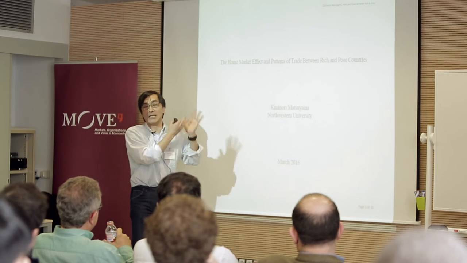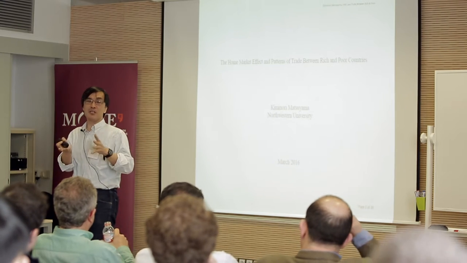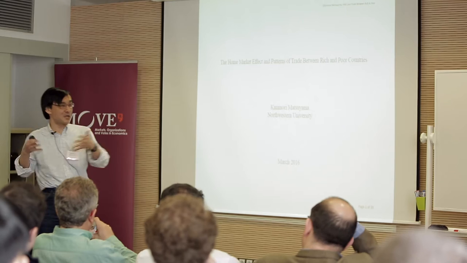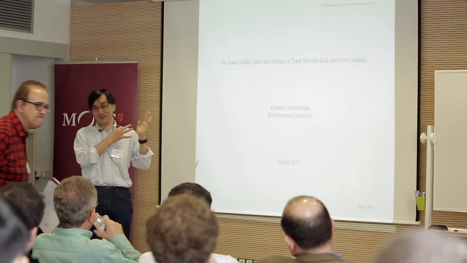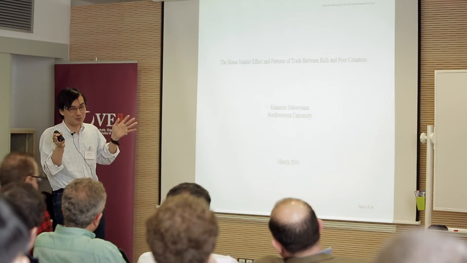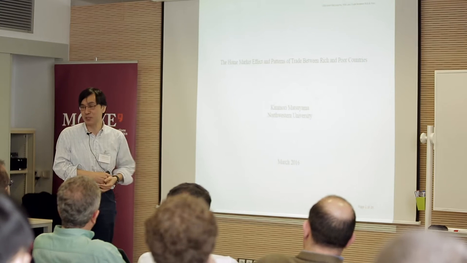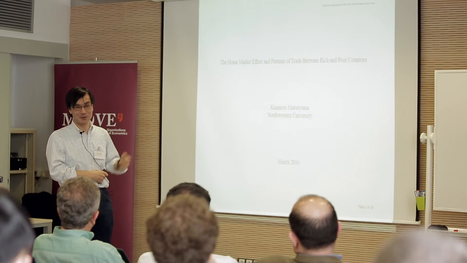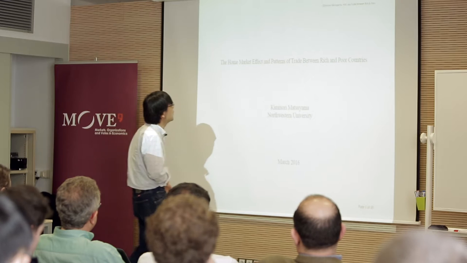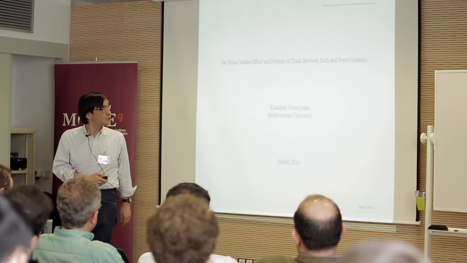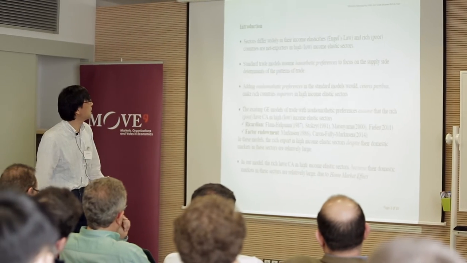So this is actually not dynamic. If you define macro as dynamic, this is not macro. But if you think that macro is applied general equilibrium, then this is a macro model. Okay. So: home market effect on pattern of trade between the rich and poor countries.